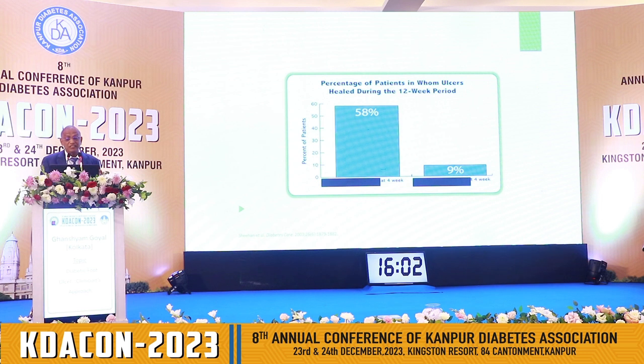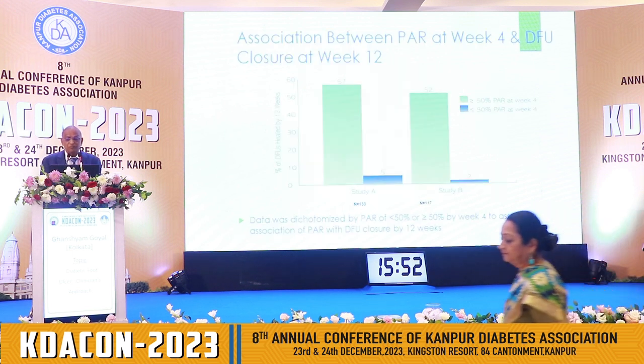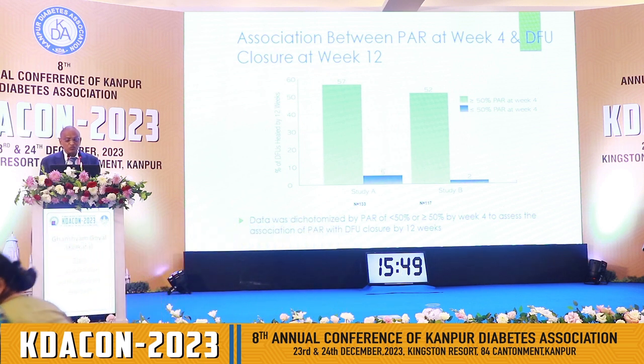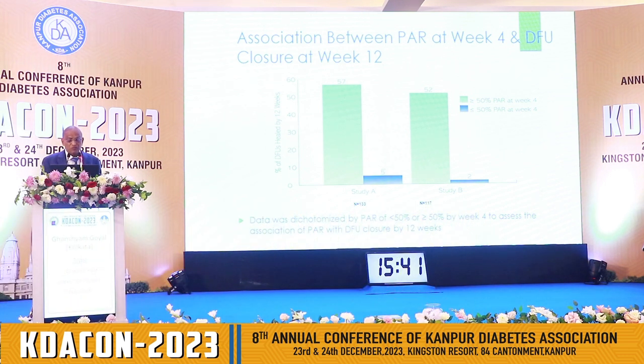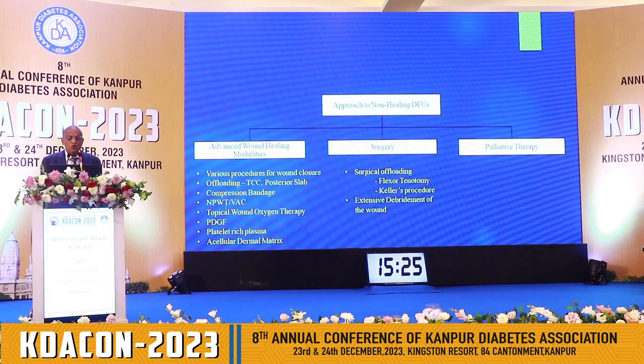Regarding the percent of patients whose ulcer heals during the first 12 weeks: if the percent area reduction, or PAR, is more than 50%, the healing rate is high in comparison to patients who have not healed. These are two studies, one with 133 patients and another with 117 patients. It was found that in patients in whom the reduction in ulcer size in the first 4 weeks was more than 50%, healing rates were more than 57%, while healing rates were less than 5% in the other group, where the percent area reduction was less than 50%. So how will we approach this?